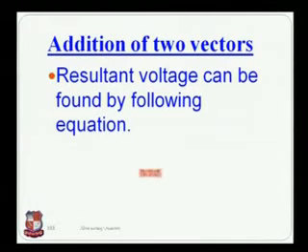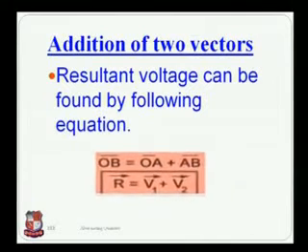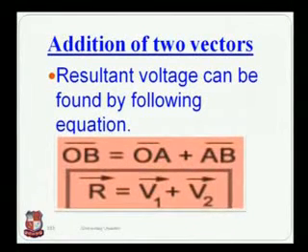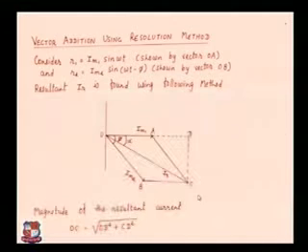So the resultant voltage can be found by this equation: OB, which is the resultant vector, is equal to OA plus OB. Now OA plus OB is not an algebraic sum, it is a vector sum. So you have to consider the effect of the vector also. So the resultant vector R is equal to V1 plus V2. So using this formula you can find the resultant value. The same method you can use to find a resultant for an alternating quantity. So this is the vector addition using the resolution method.